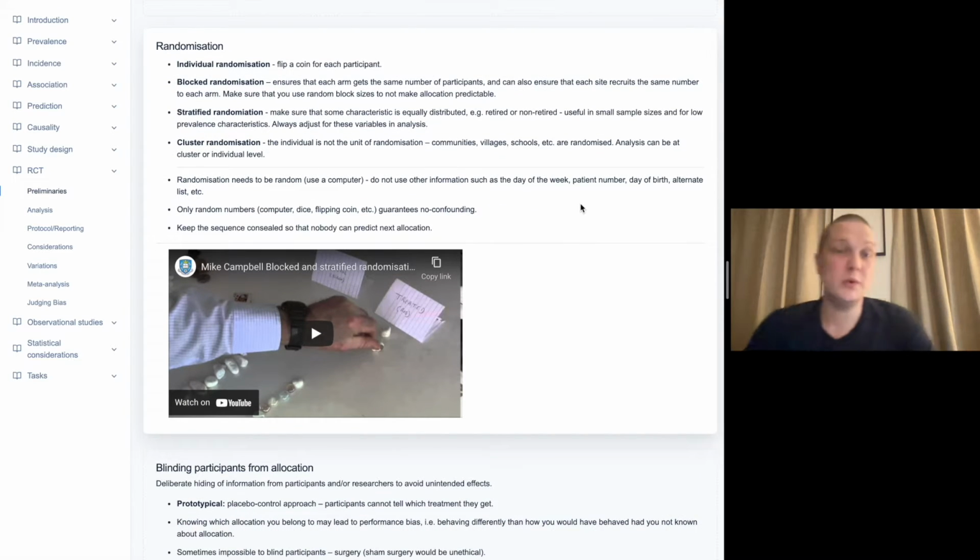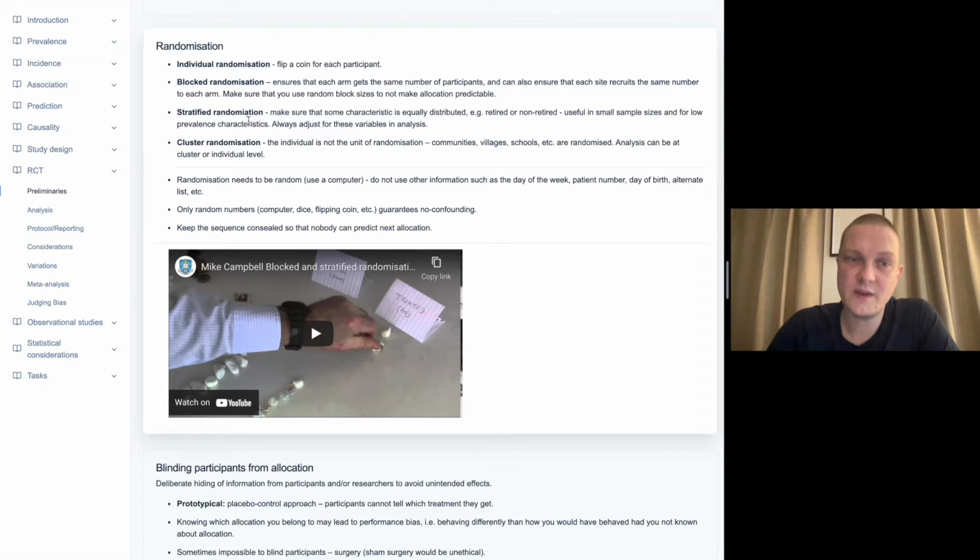So, how do we randomize? Well, you could do individual randomization, just flip a coin for each participant. It works fine and is a good way of randomizing participants in large trials. You can use blocked randomization, which ensures that each arm gets the same number of participants. Can also ensure that each site, if you have multiple sites recruiting participants, gets the same number to each arm. Make sure that you use random block sizes so that you don't make allocation predictable when using blocked randomization.